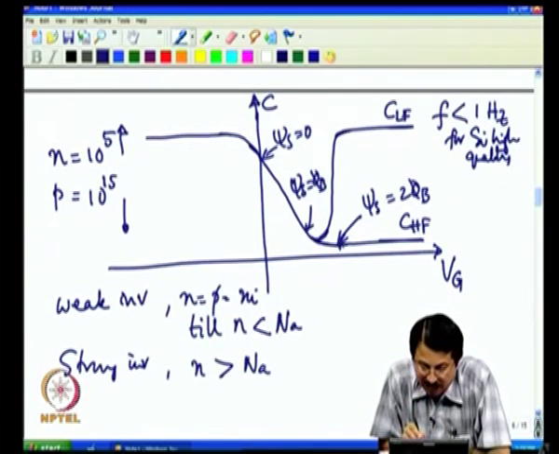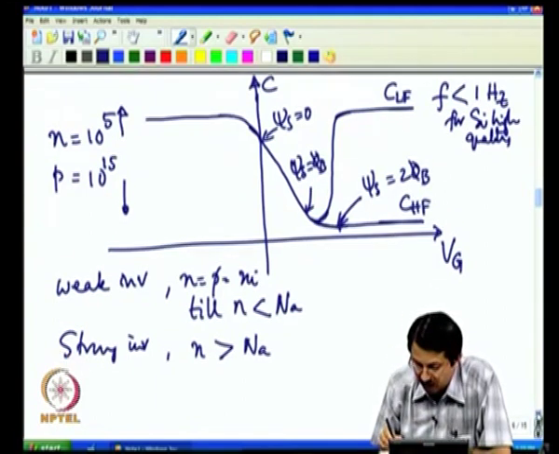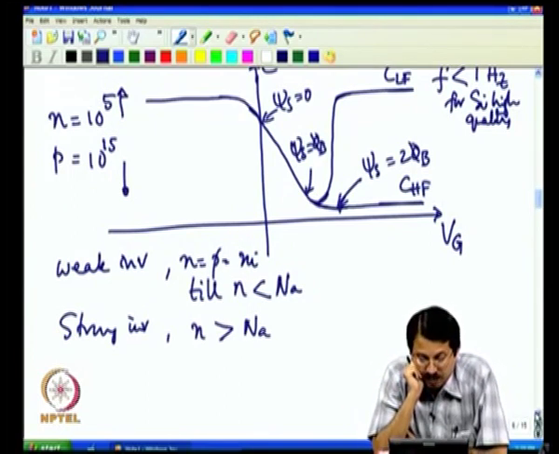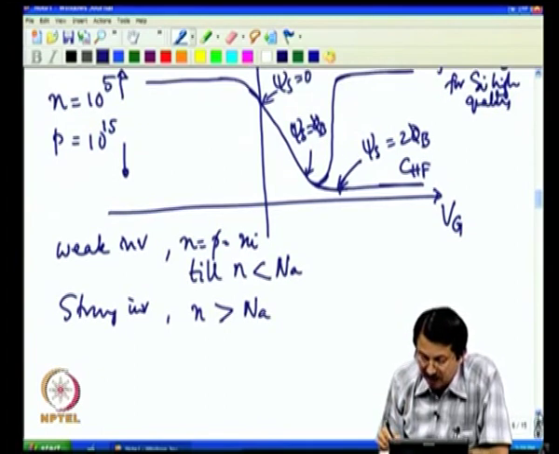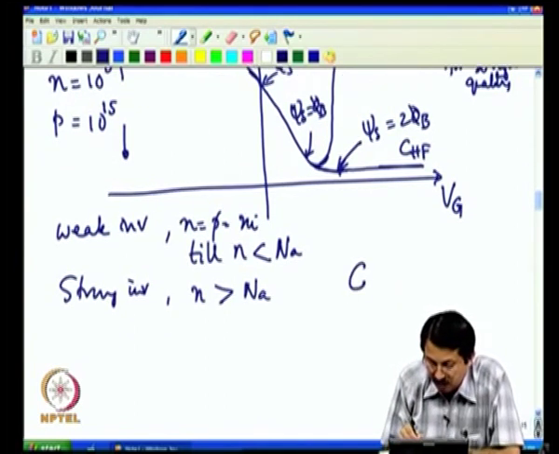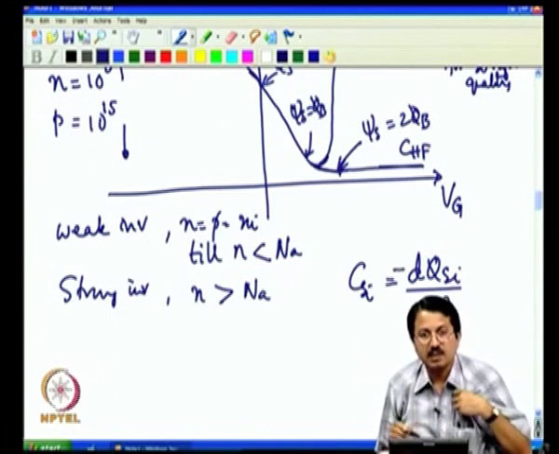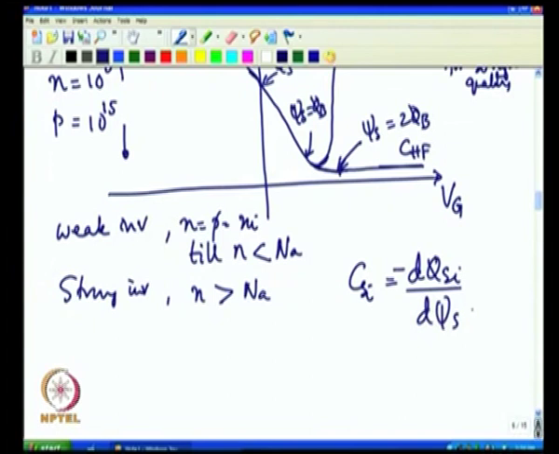So, why is it that I get a different capacitance at high frequency? Let us think about it. I mentioned that when I am computing silicon capacitance, silicon capacitance is dq silicon divided by d psi s. Of course, there is a negative sign. This is how I define silicon capacitance. When I change the surface potential a little bit, what is the charge that is coming in?